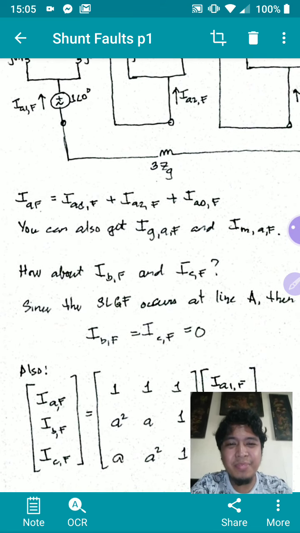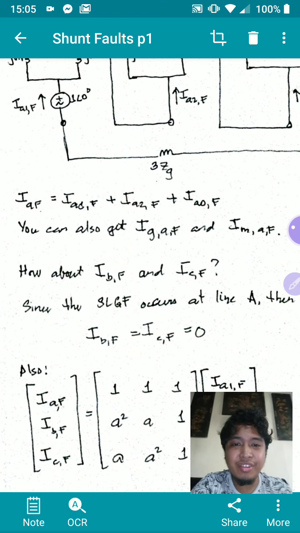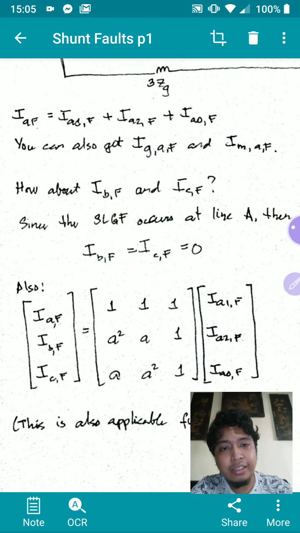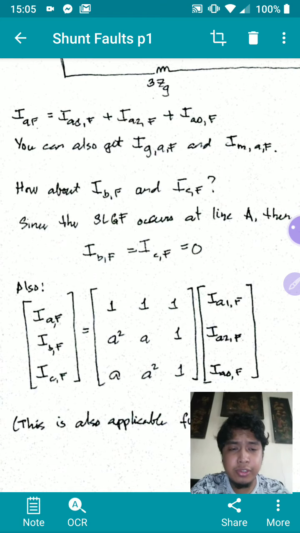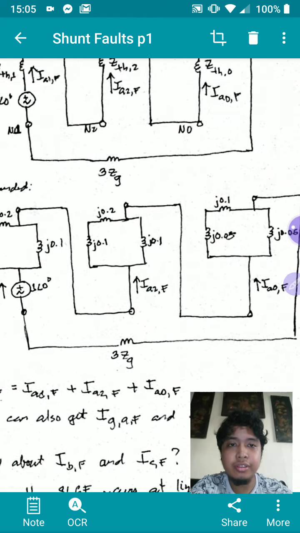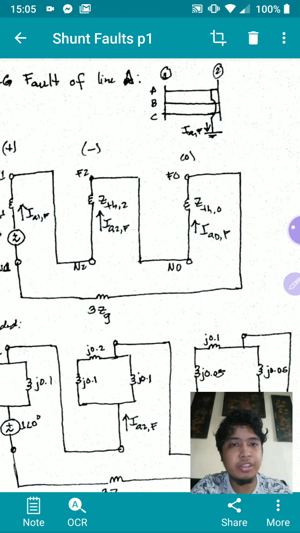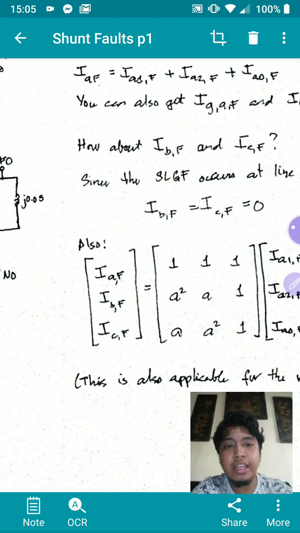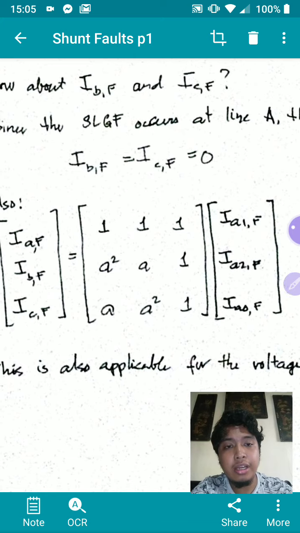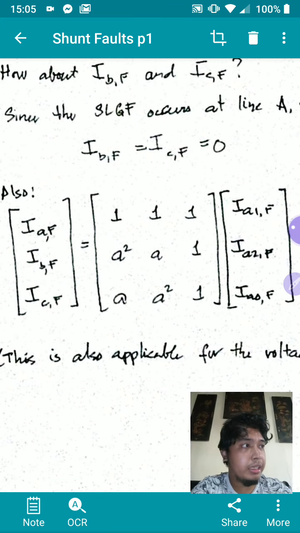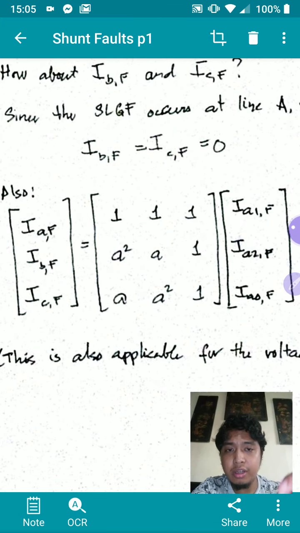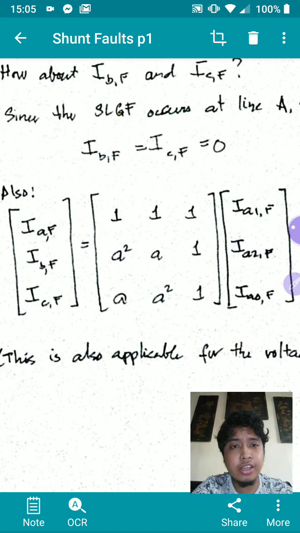Now how about IBF and ICF, the fault current at B and at C? Well, technically, the single line to ground fault occurs at line A. Therefore, you don't actually have a fault current on B and on C. You can verify that using your A matrix, if you can still remember. I have this in another video about Fortescue's theorem. As you can see, we are just solving for the currents right now, but this method is also applicable for the voltages.